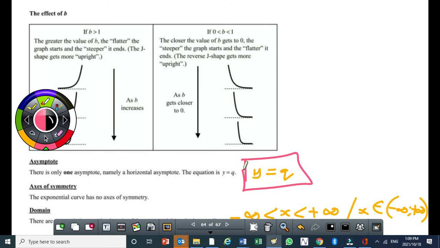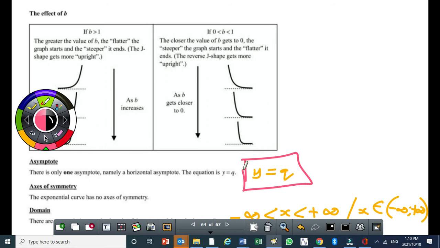There's no vertical asymptote. It only has a horizontal asymptote. Okay? There's only one asymptote, there's no two asymptotes. That's a hyperbola. Okay? The hyperbola has got two asymptotes, but the exponential function has got one asymptote.